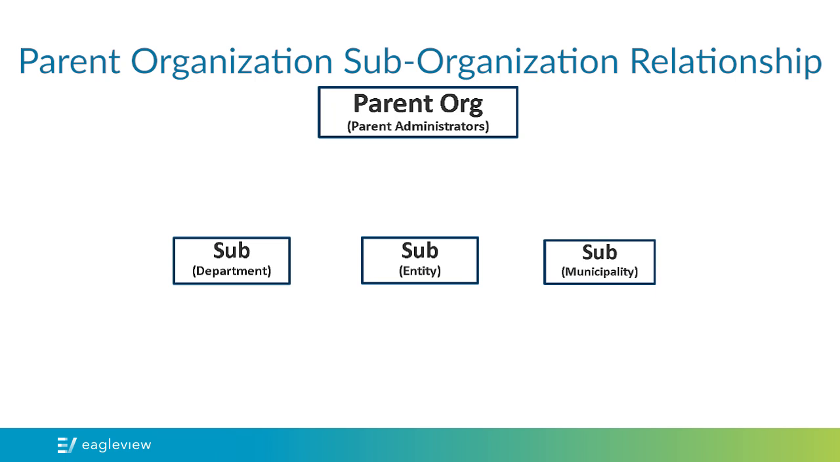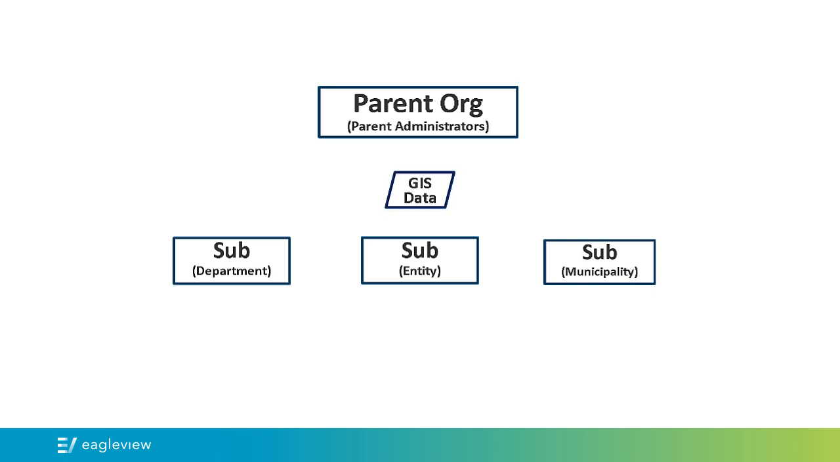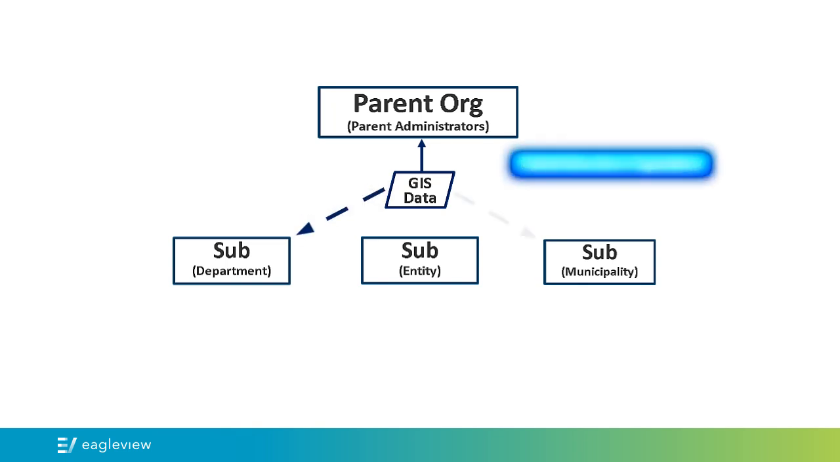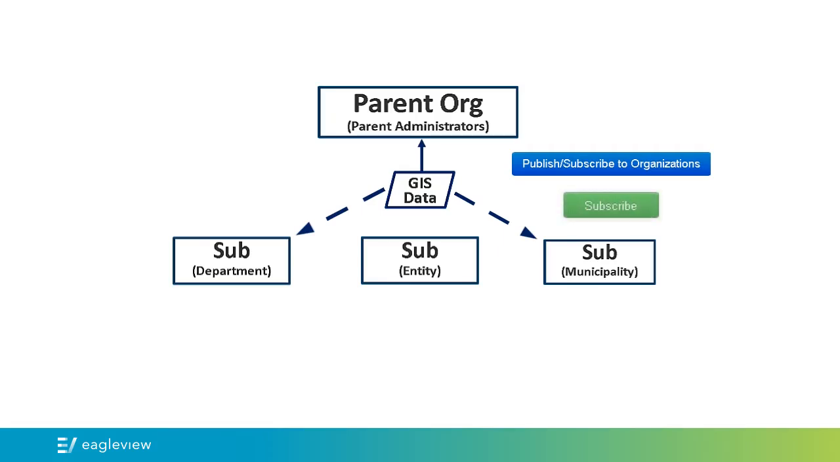The parent administrator can upload GIS data, such as a road or parcel layer, to the parent organization. They can then publish that data to any or all suborganizations beneath them, thereby making that data available to any or all suborganizations. An administrator can then subscribe to that data on behalf of the suborganizations, making it visible to all of the suborganization's users.